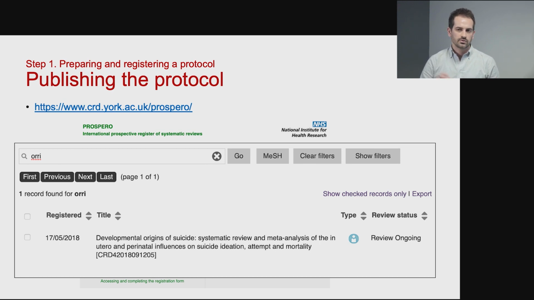You can hide some information if you don't want to make public, for example, your search algorithm, because you want to keep it for yourself until the study is published. You can do that. And also importantly, you can check if there are other systematic reviews on the same topic that are ongoing. So you may not want to do the same paper that someone else is working on.